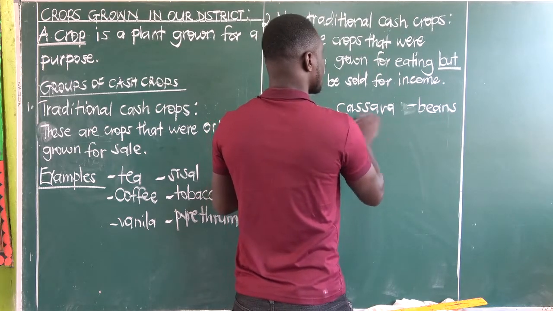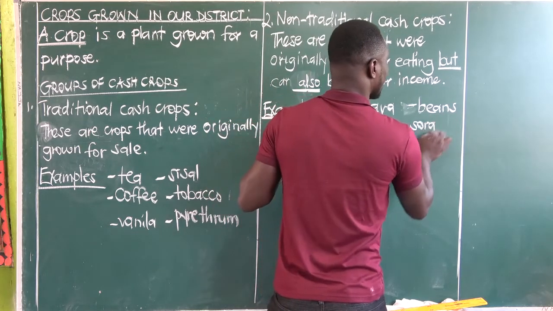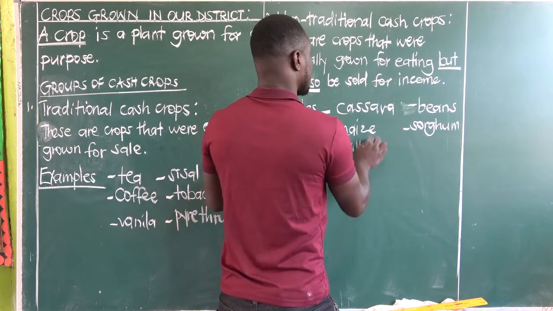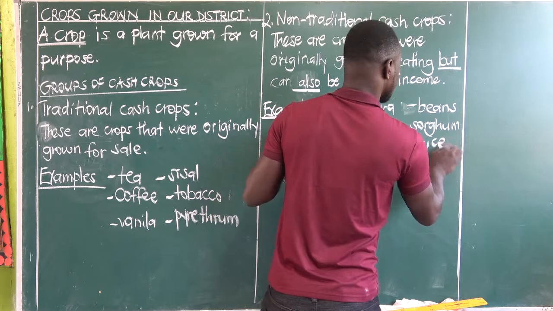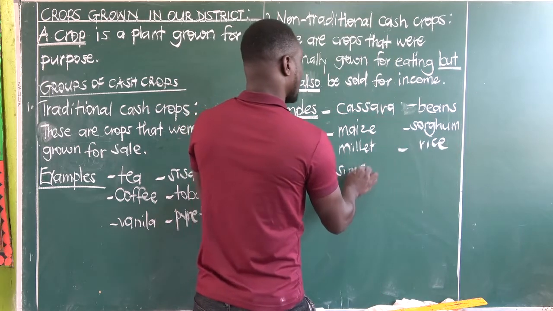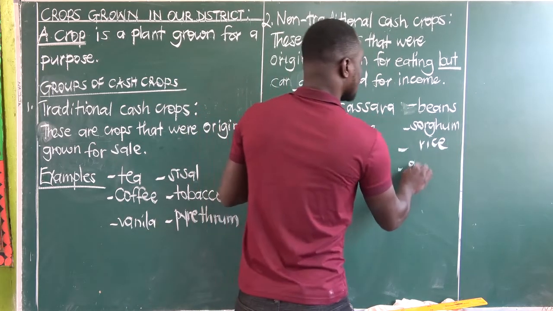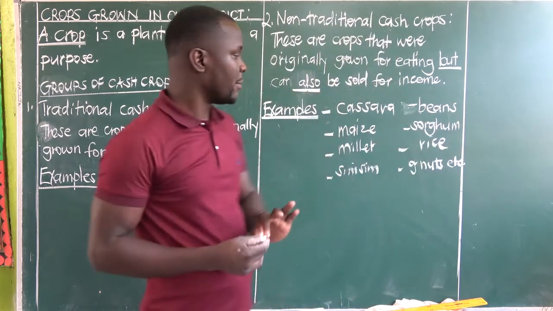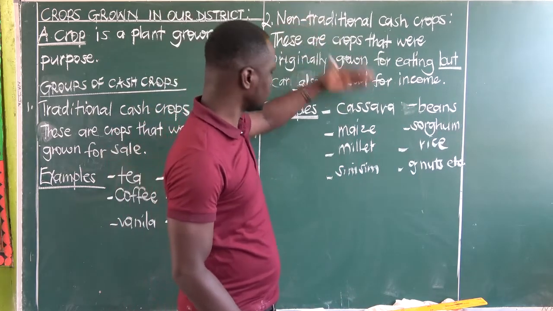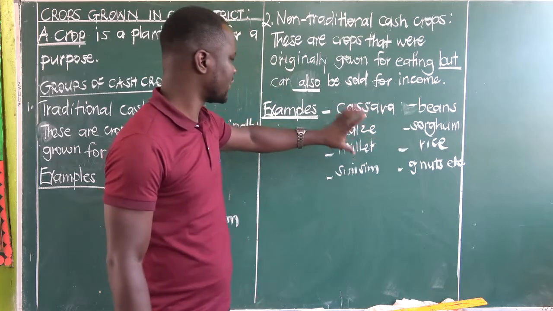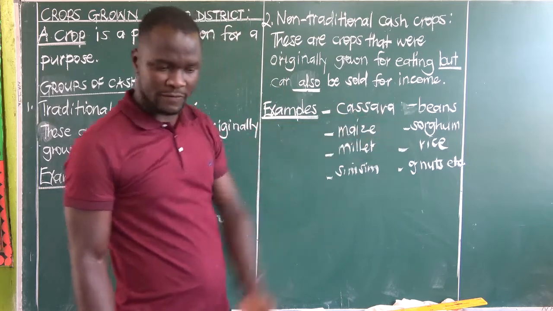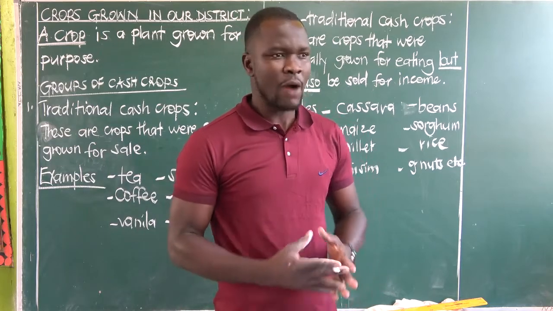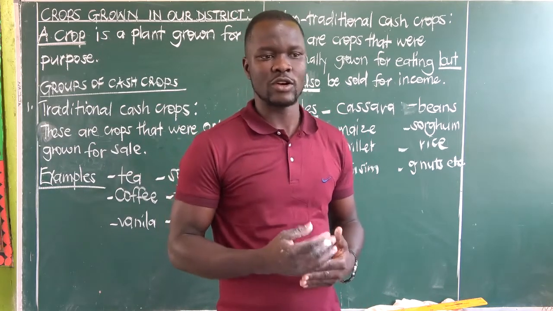For income. When we look at the examples, we shall have crops like cassava, beans, maize, sorghum, millet, rice, simsim, ground nuts, to mention but a few. Meaning, these crops can be grown for eating. For example, we look at cassava, you will find that people grow cassava for eating. It is eaten. However, this cassava can also be sold.